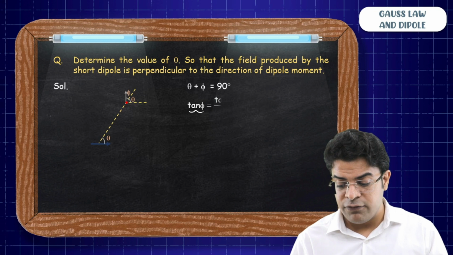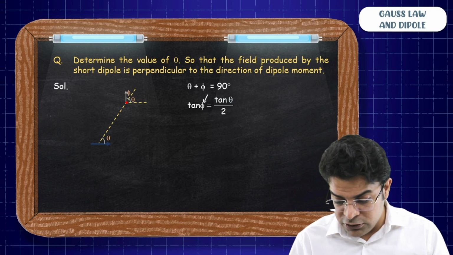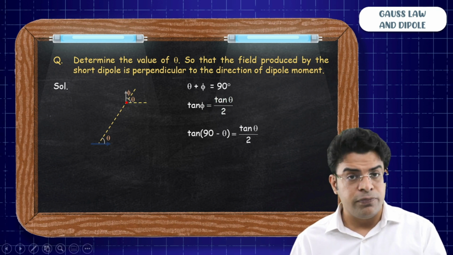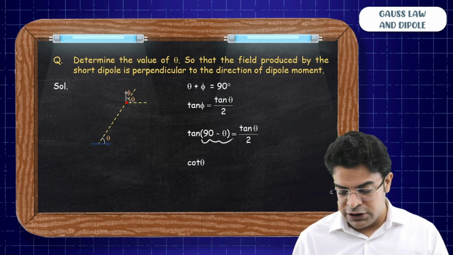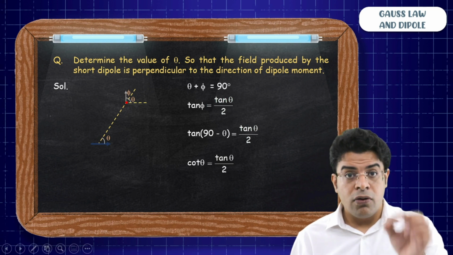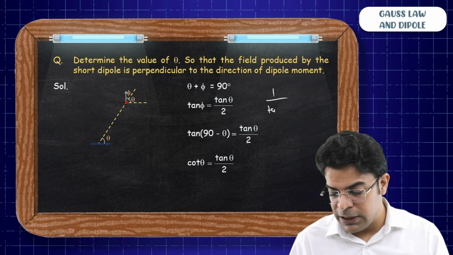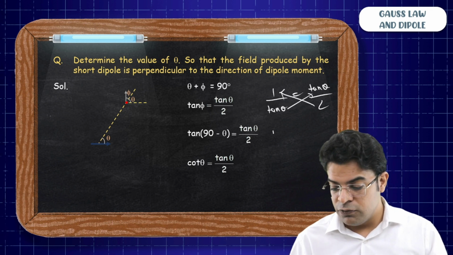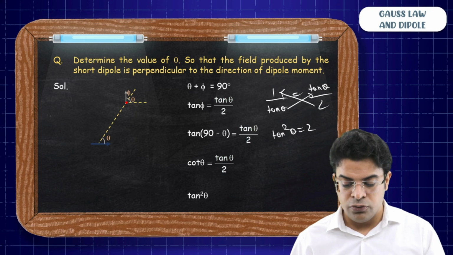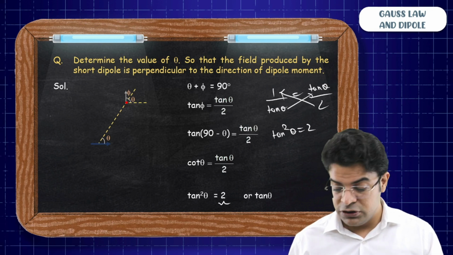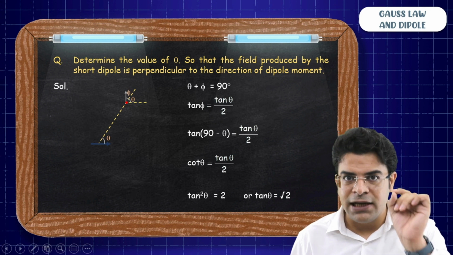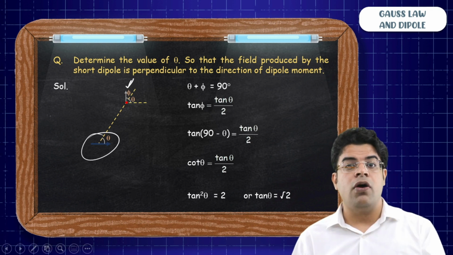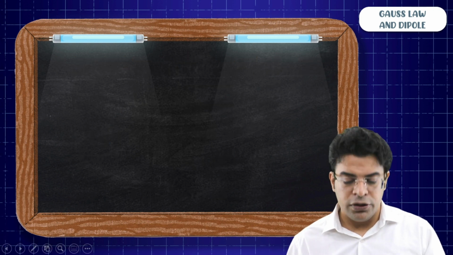Since tan phi equals tan theta by 2, in place of phi we can write 90 minus theta. So we get tan of 90 minus theta equals tan theta by 2. Tan of 90 minus theta is cot theta, so cot theta equals tan theta by 2. Cot theta is 1 by tan theta, so 1 by tan theta equals tan theta by 2. Bringing this tan theta up and the 2 here, we get tan square theta equals 2. This means tan theta has to be root 2 for the electric field at this point to be perpendicular to the direction of dipole. Moving on.